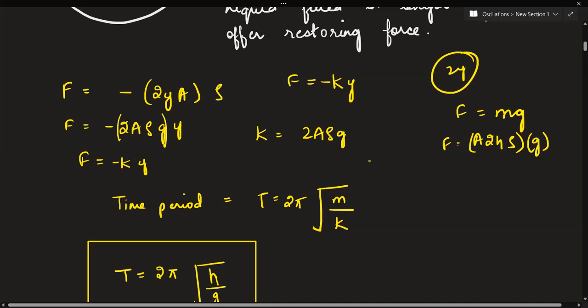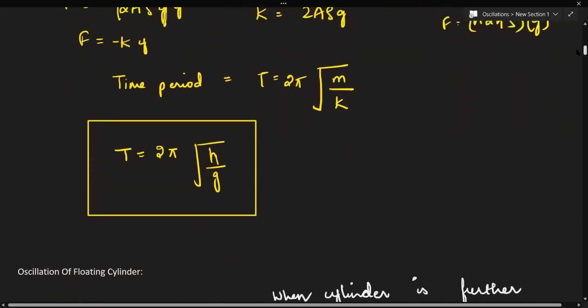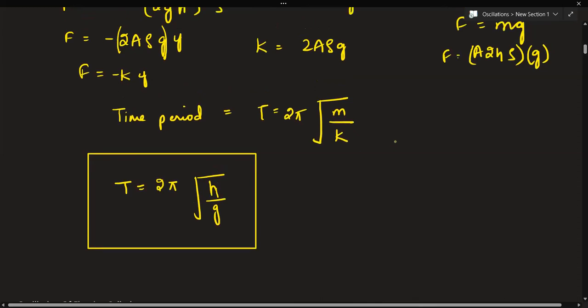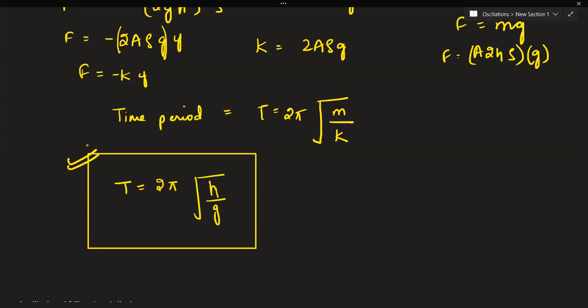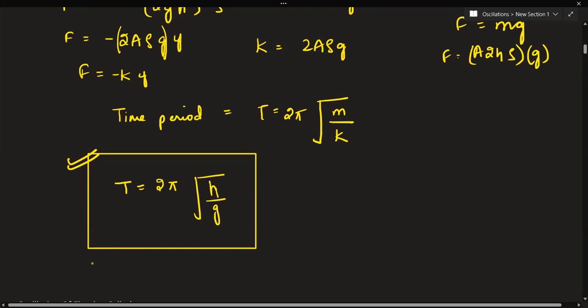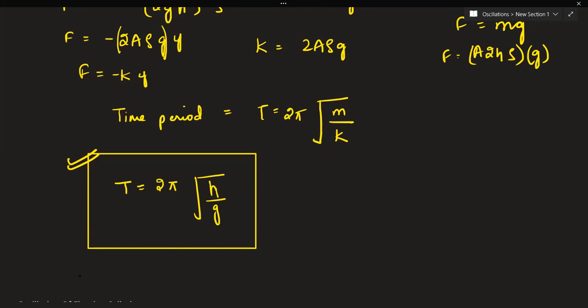So see, the time period's value was 2 pi under root m by k. Now I will substitute the value of m and the value of k that I've got. On substitution, the final value of the time period for the oscillation of a liquid in a U-shaped tube will be 2 pi under root h by g. Is this fine? Yes, ma'am.